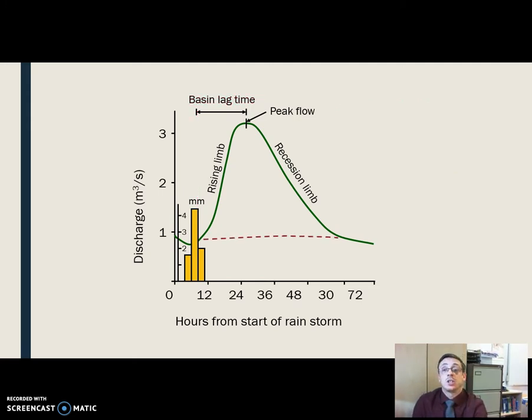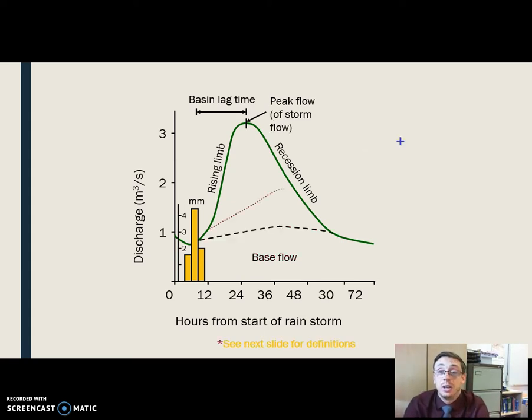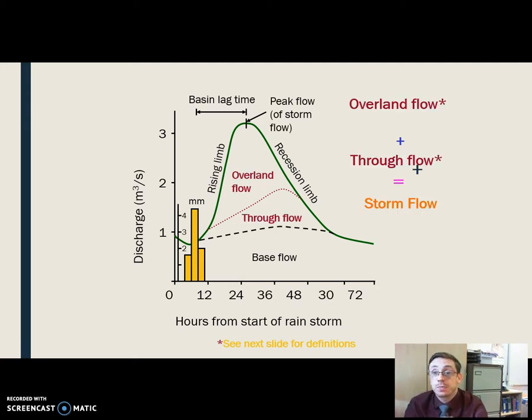We add into this base flow. So base flow is just telling us if we didn't have this rainstorm at all, what would the normal river discharge have looked like? Then we add in through flow and overland flow. Now, overland flow plus through flow equals storm flow. Now, what are those two things? What is through flow? What is overland flow?